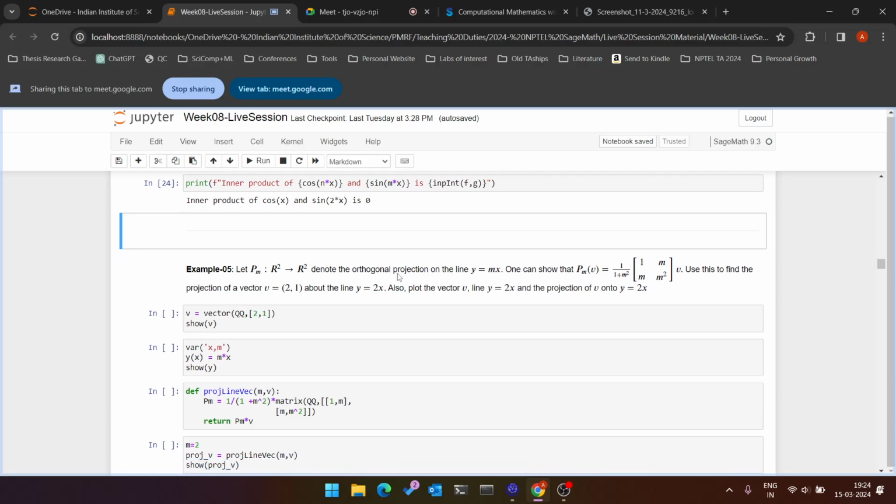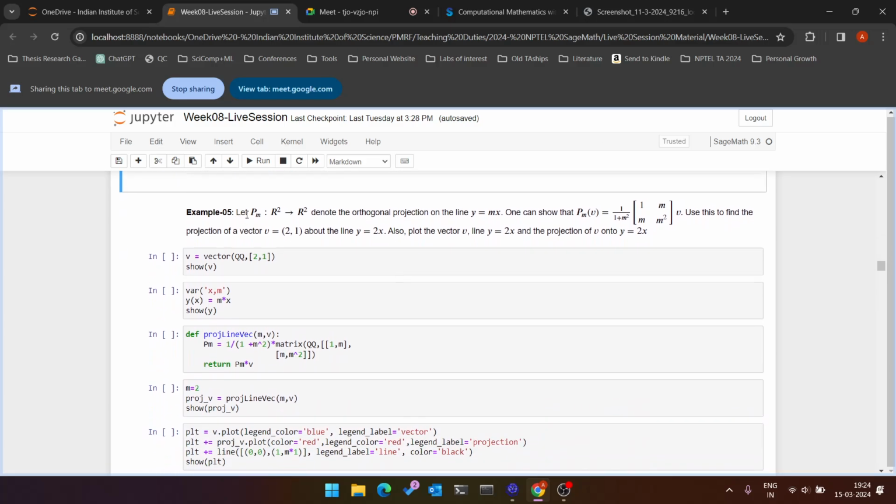Okay, so the next example here: we have been told that Pm going from R square to R square, so real 2 to real 2 space, denotes orthogonal projection on the line y is equal to mx. We have been given that it can be shown that Pm of v is basically 1 over 1 plus m square into a 2 by 2 matrix [1, m; m, m square] multiplied by the vector v. So that should give us the orthogonal projection Pm of v on the line y is equal to mx.